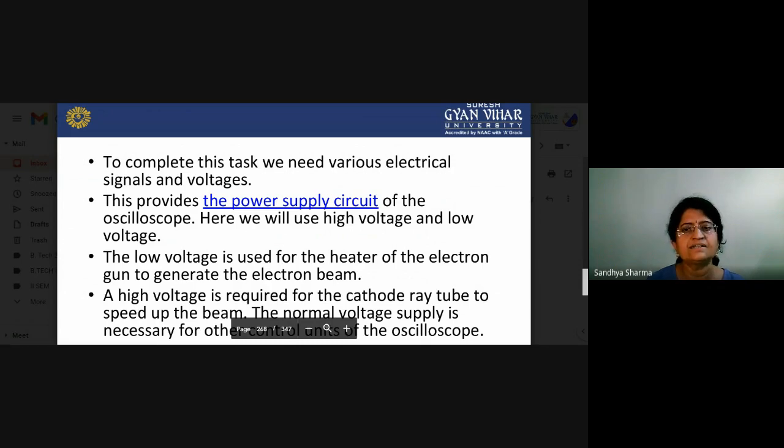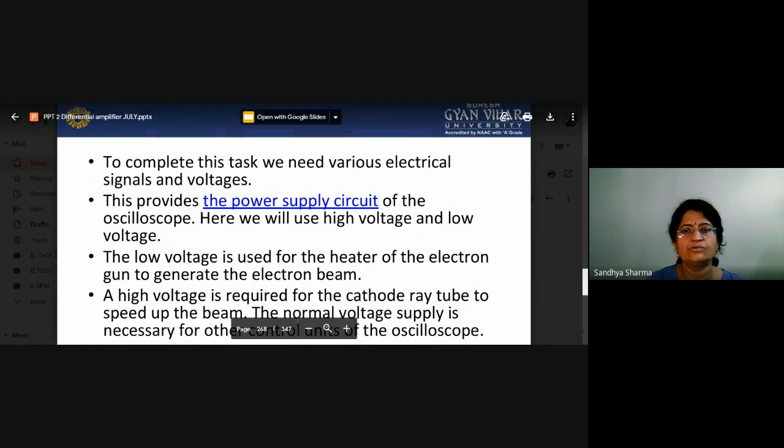And a high voltage is required for the cathode ray tube to speed up the beam. The normal voltage supply is necessary for the other controls of the oscilloscope. We have to provide the high voltage to the anode part, which we have already seen in our CRT tube, and this will attract our electron beam, and the velocity of our electron beam will be raised.